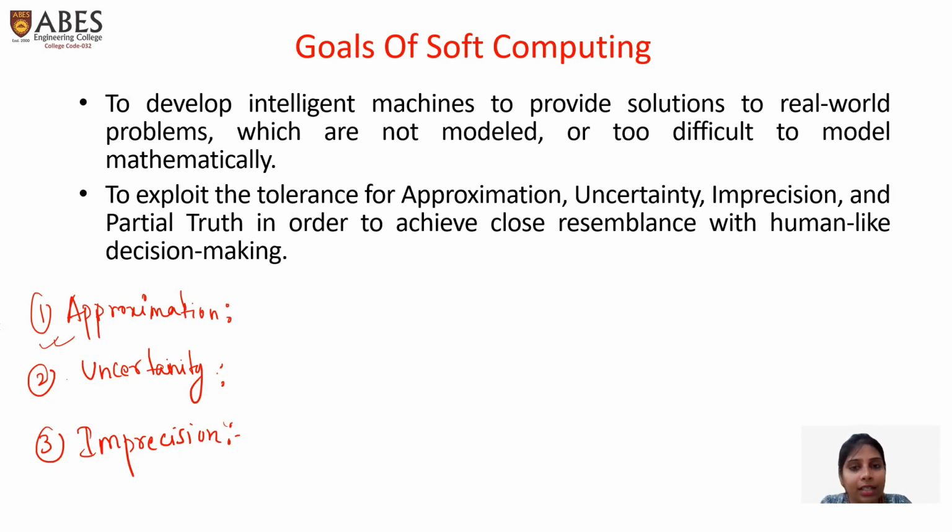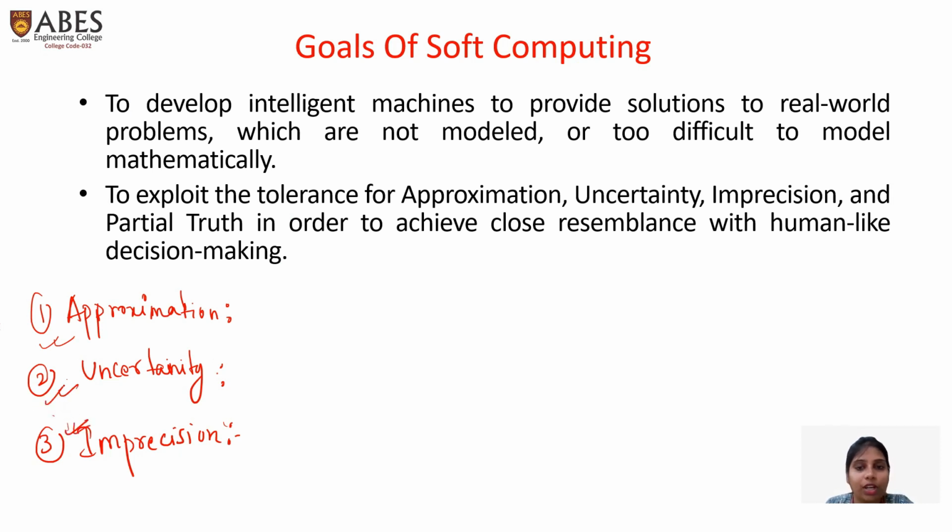Second is uncertainty. What is uncertainty? Here we are not sure that the features of the model are the same as the data of the entity or belief. In soft computing models, we are not sure that the model which is given is the same as the entity or beliefs already given in the problem. So this is the uncertainty.